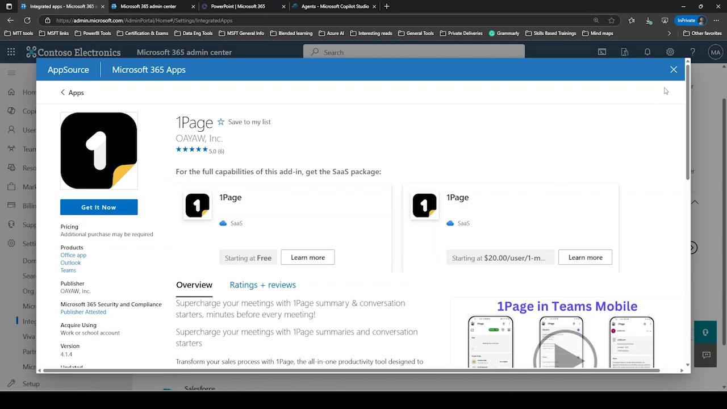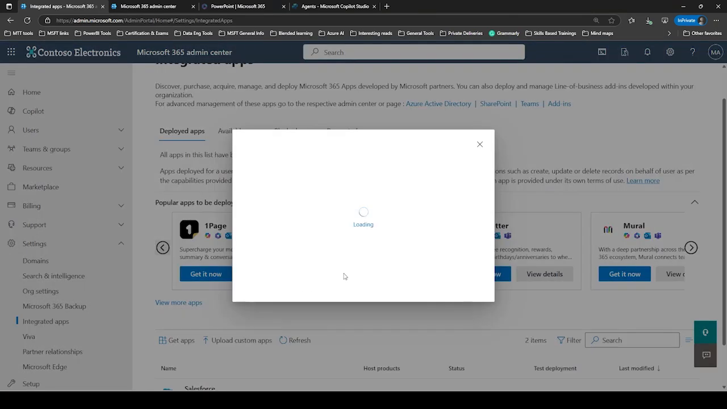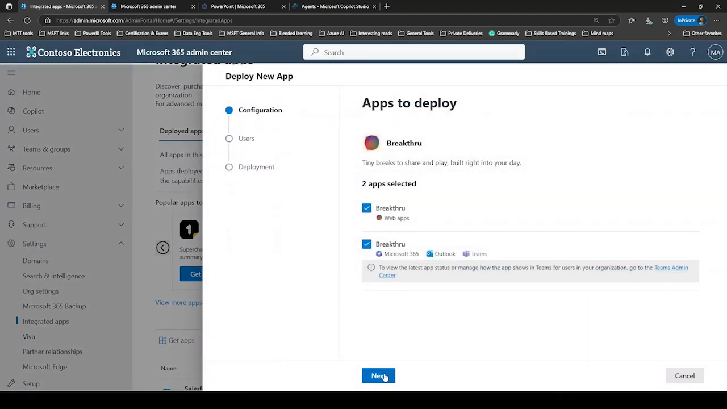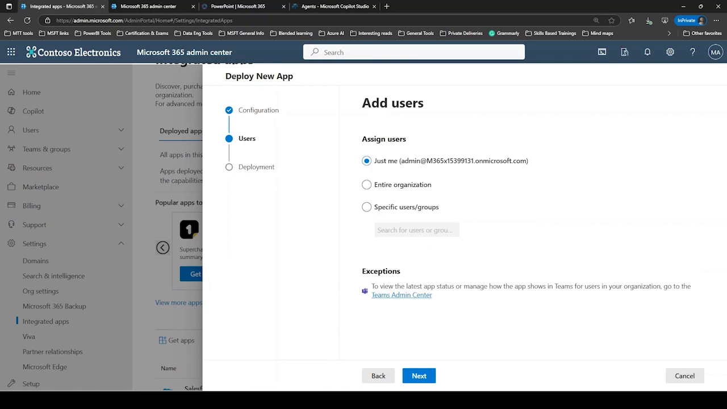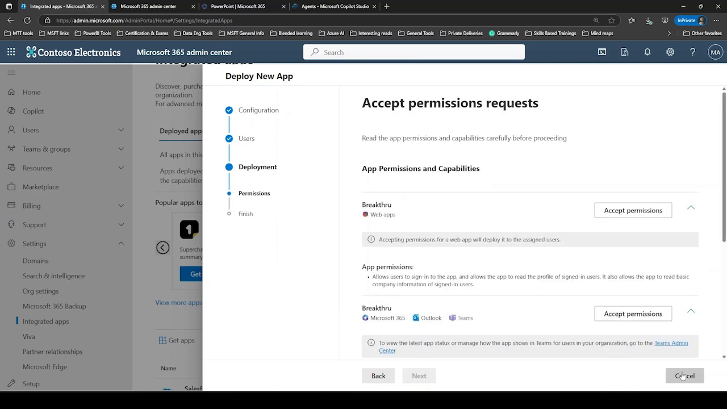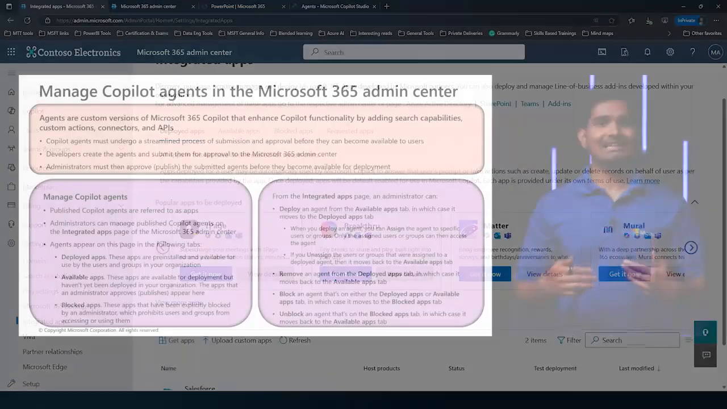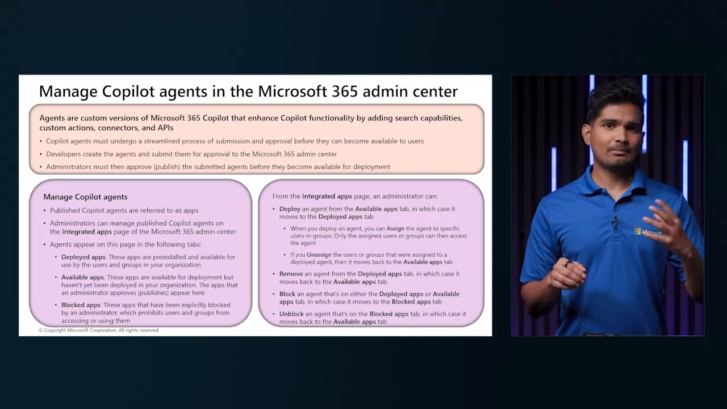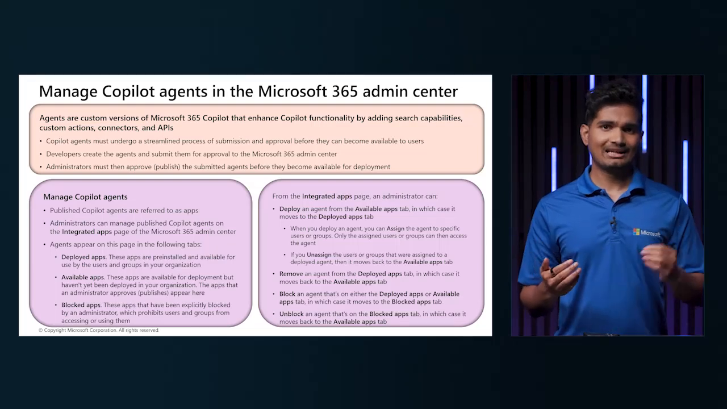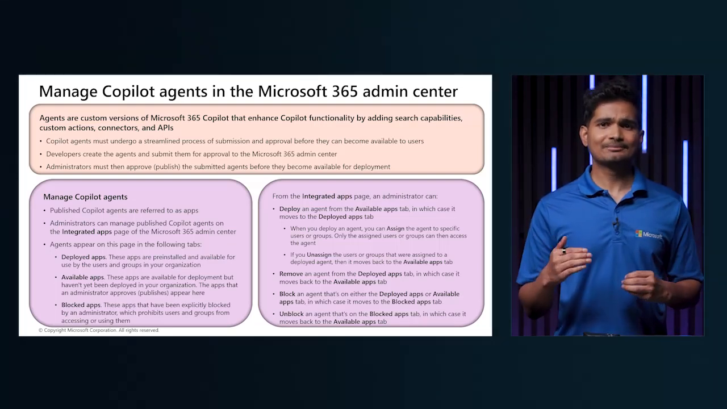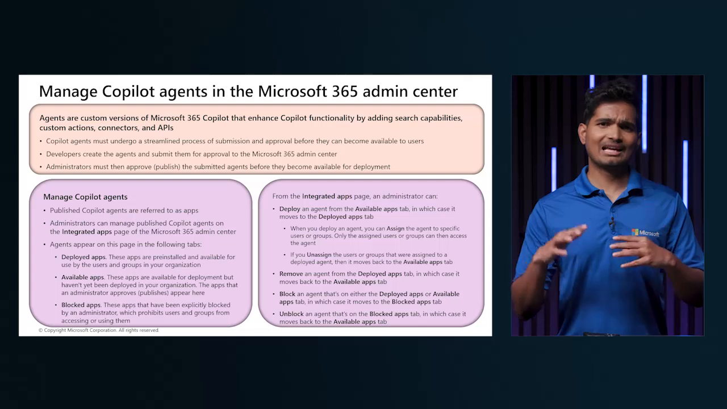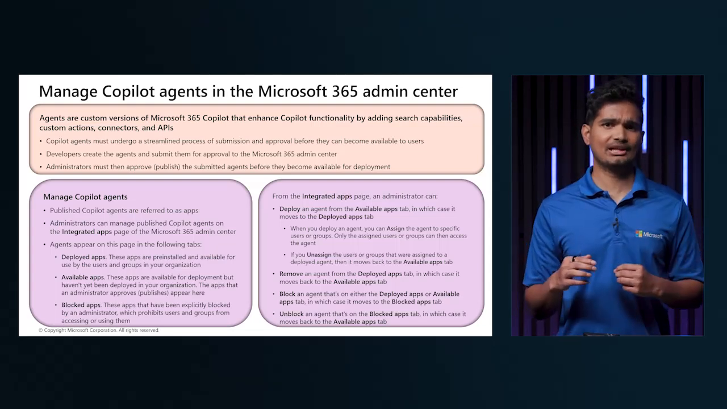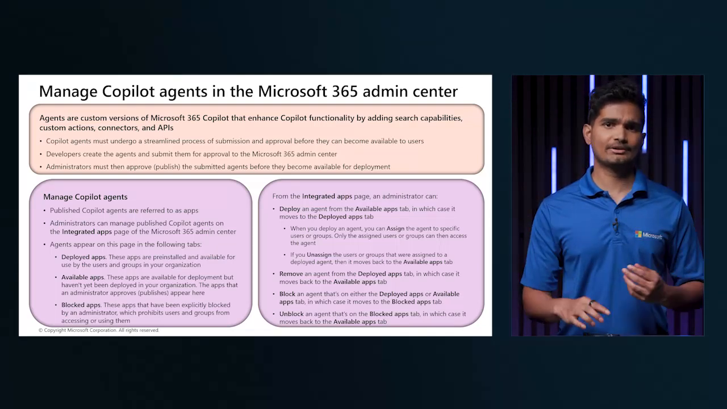For integrated apps, an admin can deploy an agent from the Available Apps tab, which moves it to the Deployed Apps tab. You can even assign an agent to specific users or groups. Blocking and unblocking agents. Agents that do not meet compliance or security standards can be blocked. Administrators have the authority to unblock these agents if the issues are resolved.